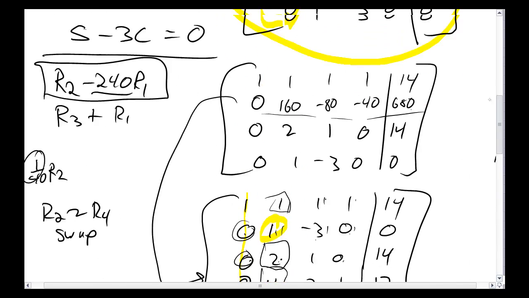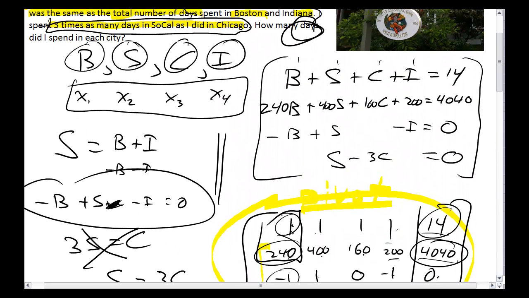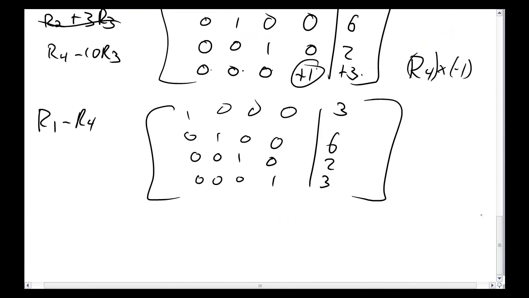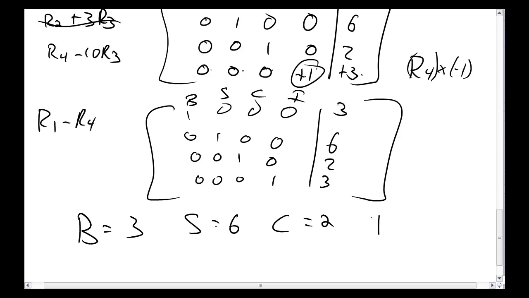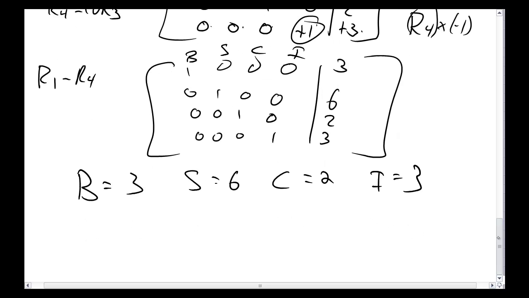The order of my equations from way up here was Boston, SoCal, Chicago, and Indiana. What this means is I spent 3 days in Boston. I spent 6 days in SoCal. I spent 2 days in Chicago. And I spent 3 days in Indiana.